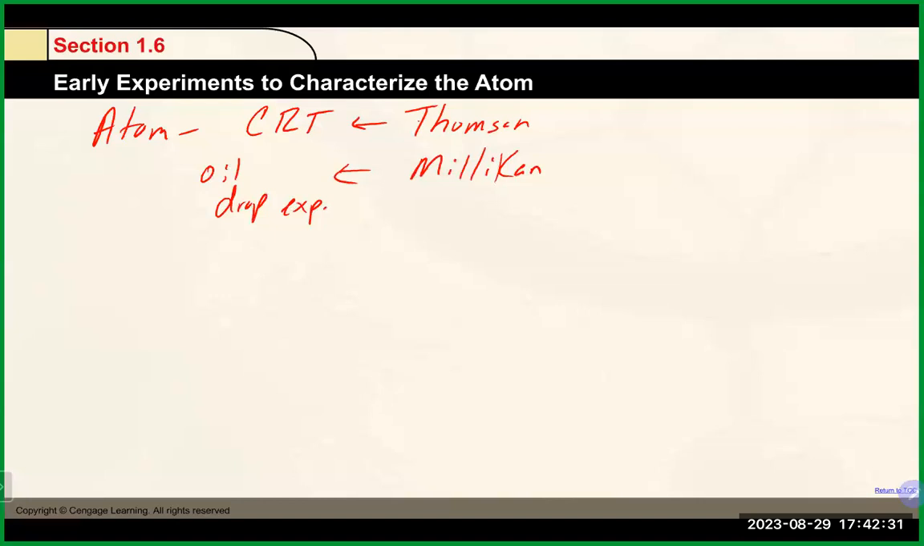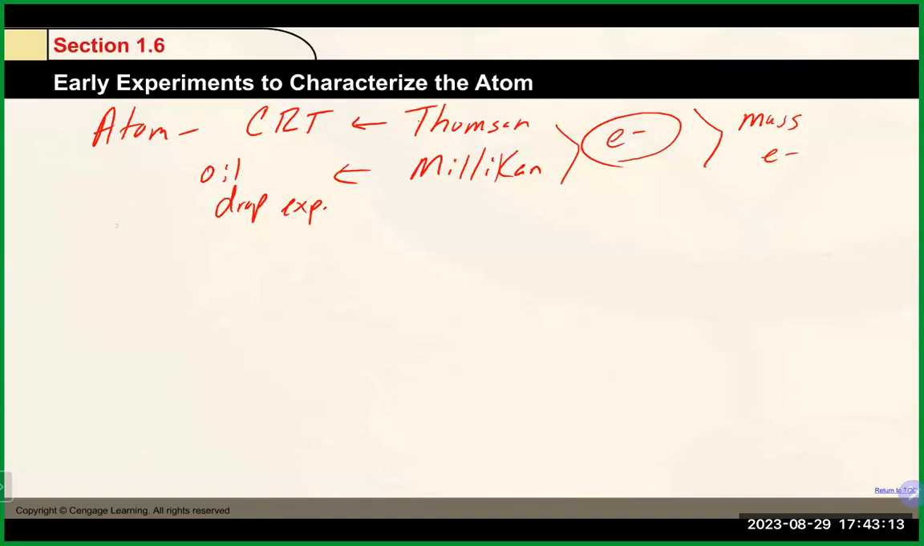Both of these experiments helped us to have a better understanding of electrons and their properties. Electrons obviously were found to be negatively charged. Remember, Thomson was able to find the charge to mass ratio of an electron, while Millikan, using his oil drop experiment, was able to figure out the charge of an electron, which allowed the mass of an electron to be discovered. So from those two experiments, we were able to determine the mass of an electron, 9.09 times 10 to the minus 28 grams.